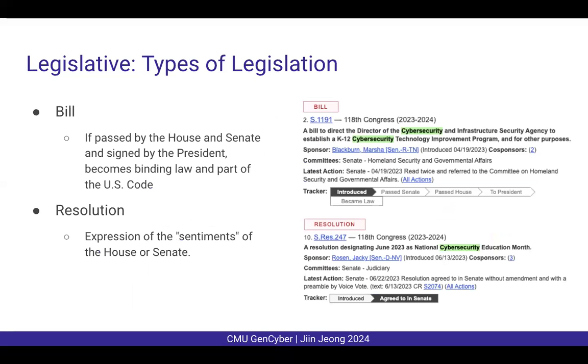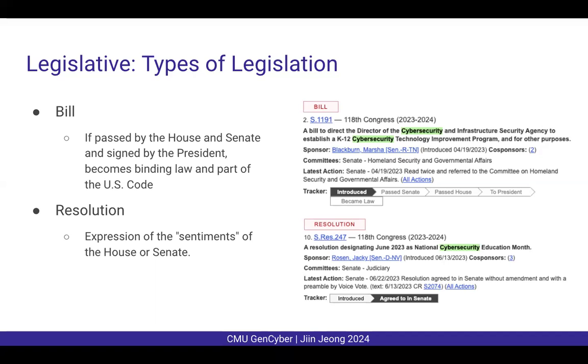And when it comes to the types of legislation, we see that there are two main types, bill and resolution. A bill is the more binding type, and if passed by the House and the Senate and signed by the President, it becomes binding law and part of the US Code, whereas a resolution is merely more of an expression of the sentiments of the House or Senate.